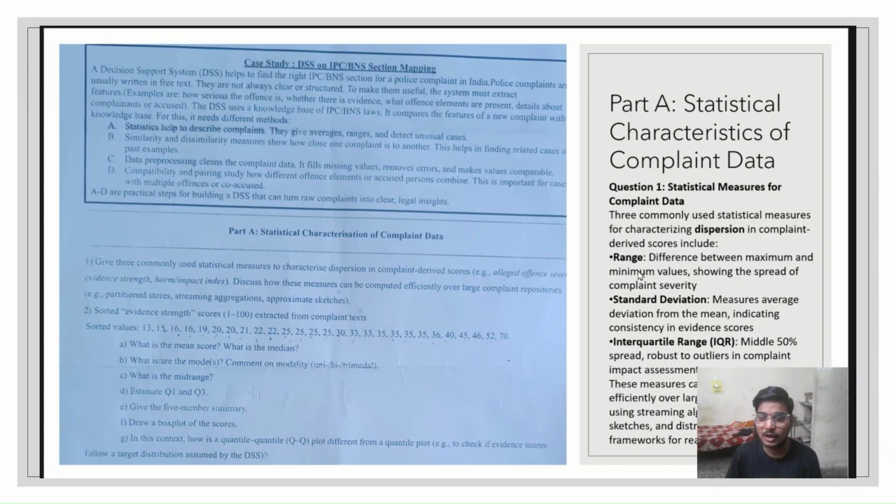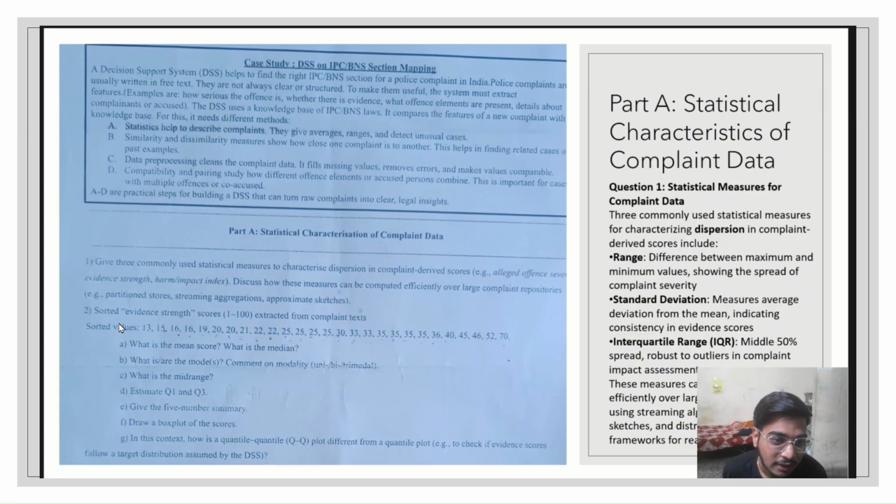These two methods are quite good, but they are easily affected by outliers. So we can use the third method, which is very robust to outliers, that is IQR, the difference between Q3 and Q1, where Q3 is the third quartile and Q1 is the first quartile. These three methods are very useful in calculating the dispersion in complaint derived scores. Let us talk about the second question.